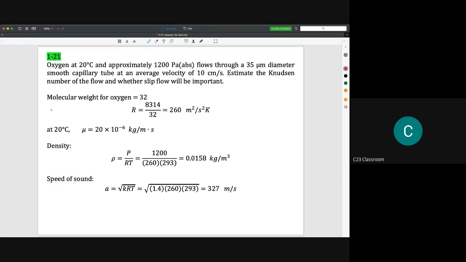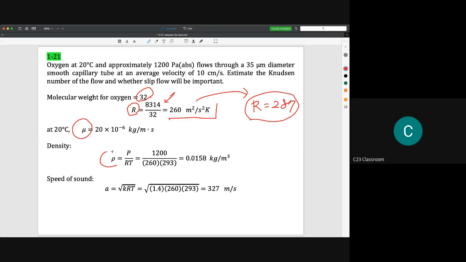okay, so let's say the molecular weight of oxygen is 32. And then we could calculate R, which is equal to 260. Normally in a normal textbook, they will give you the value of R as 287. This is actually the value of the gas constant for air, not for oxygen. Okay. And then we could get the mu here, and we could calculate the density of oxygen at a certain temperature. Here we get around 0.0158 kilogram per meter cubed.